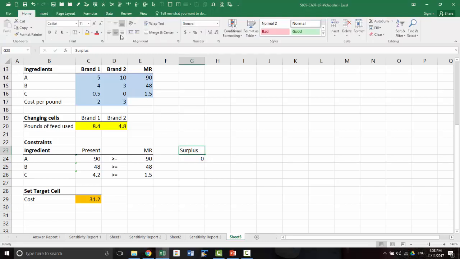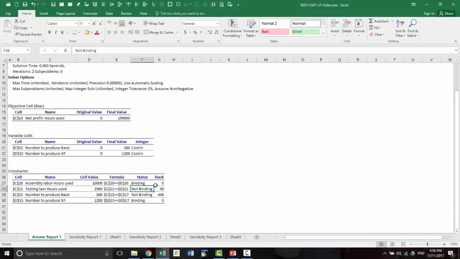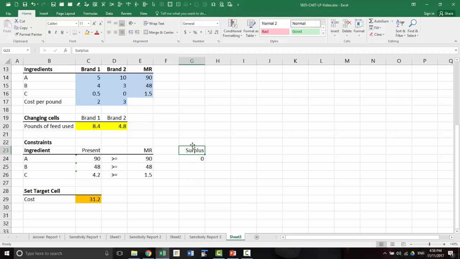So slack and surplus. Slack is for less than or equal to constraints. Surplus is for greater than or equal to constraints. Now Excel has just one terminology. They just use slack for everything, whether it is less than or equal to or greater than or equal to. But usually people use surplus when it is greater than or equal to.